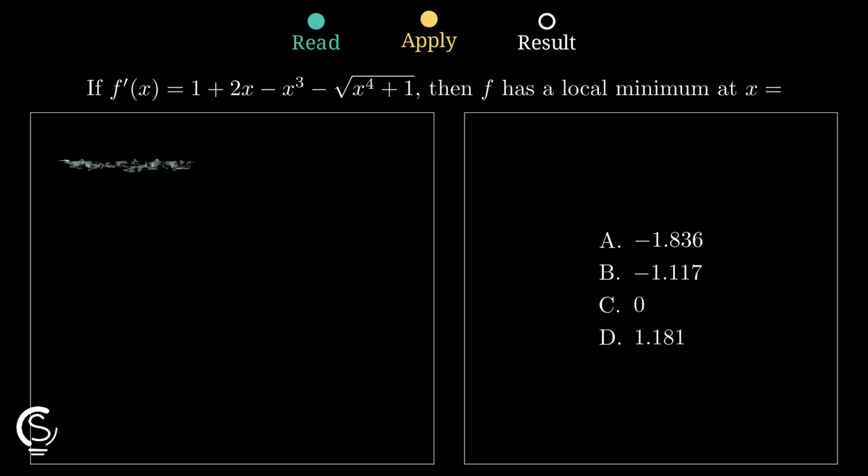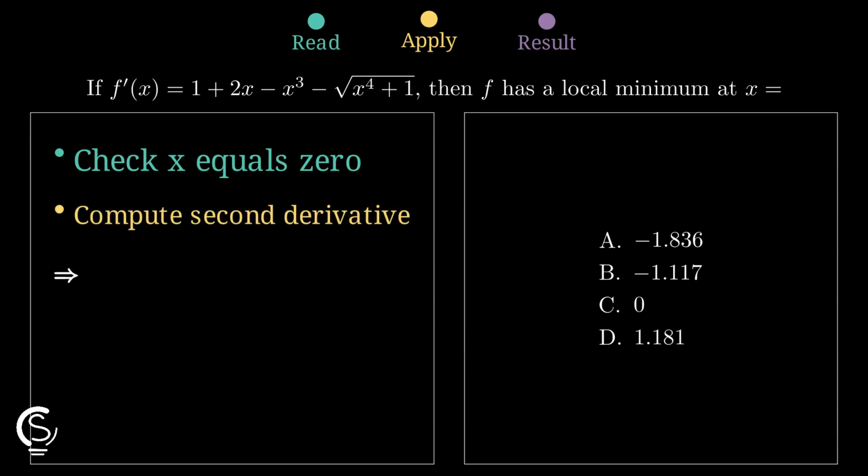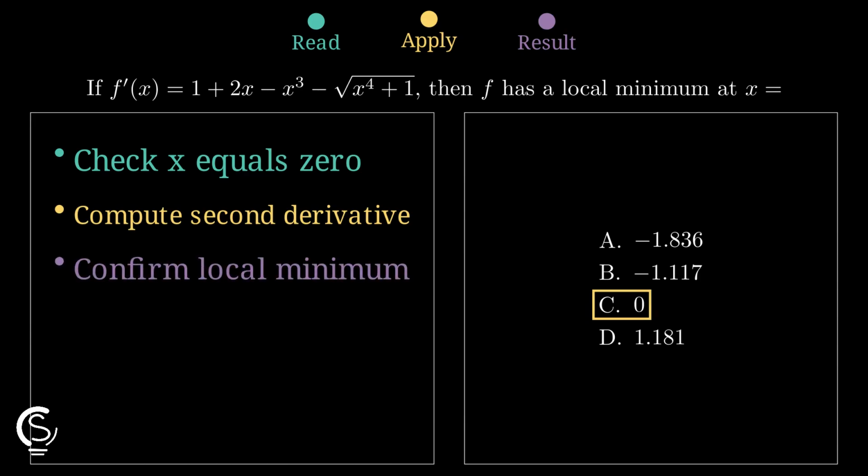Next, take another derivative to test the behavior near that point. Evaluating f double prime at 0 gives a positive value, so the curve is bending upward there. That upward concavity confirms x equals 0 is a local minimum, so among the options, option C is the correct match.